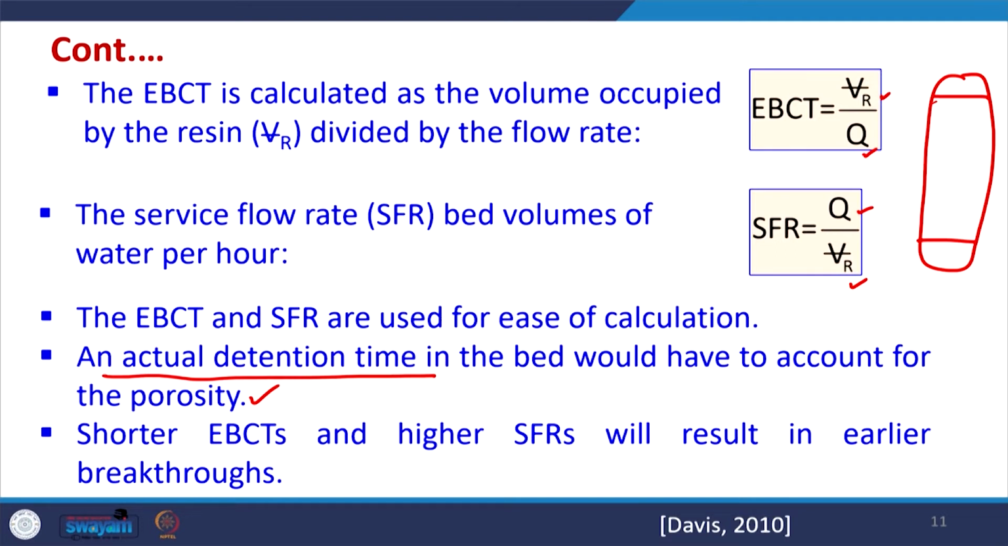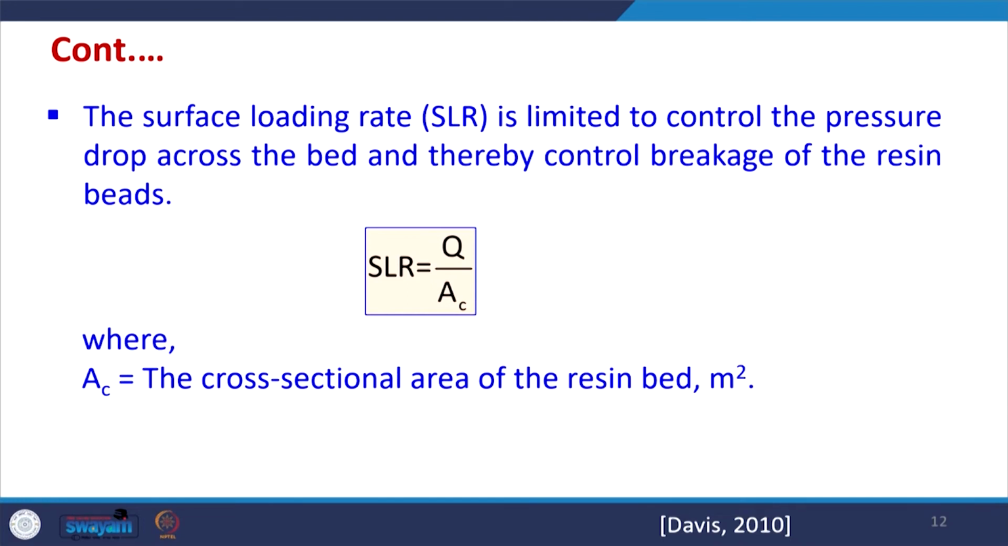Now, these are the important parameters that help in determining which resin we have to use, and for that we will have to perform the operation at lab scale as well. In addition, there is the surface loading rate, which is also a very important parameter. It is used to control the pressure drop across the bed, otherwise the resin beads may break and the performance of the resin beads may go off. So, for this we define the surface loading rate. It is limited to control the pressure drop across the bed, thereby checking that the resins are not getting broken.